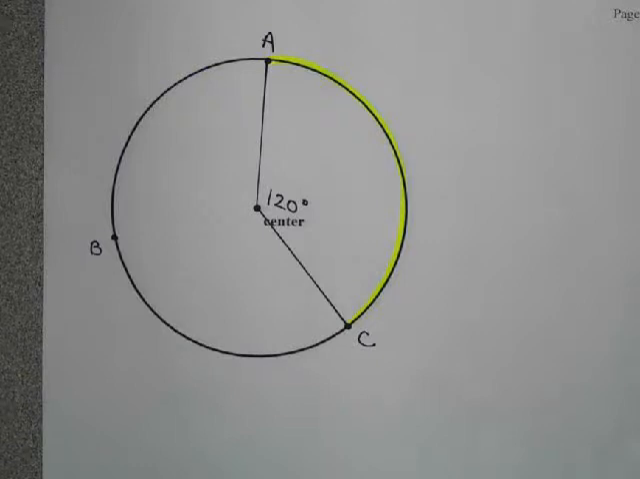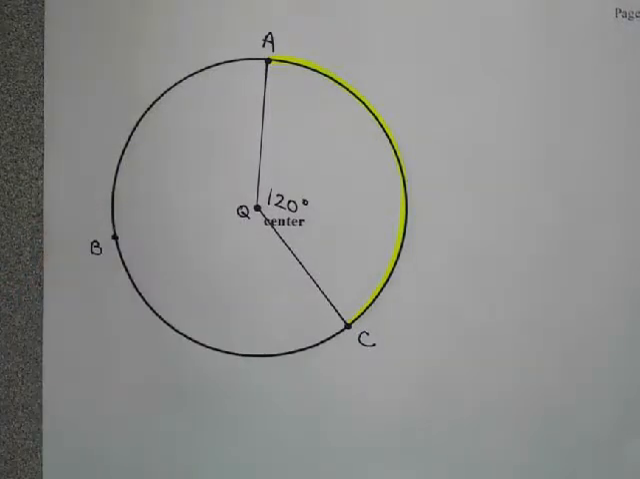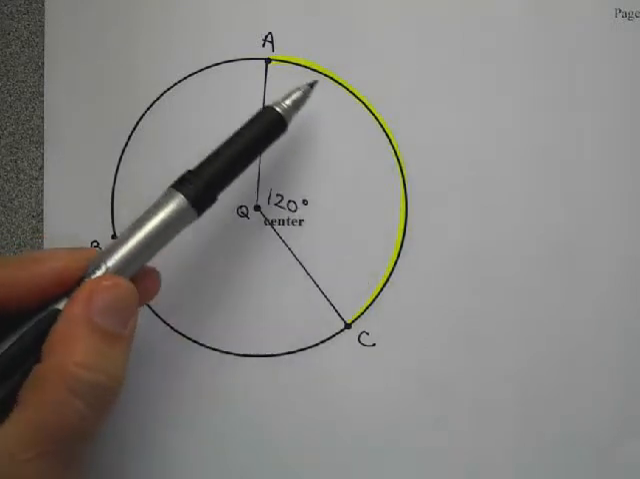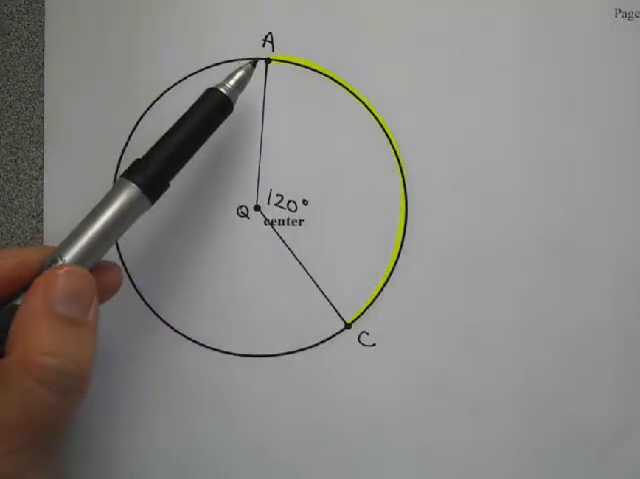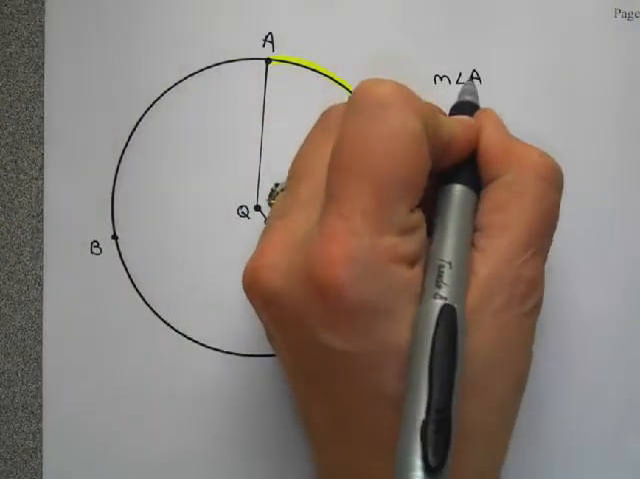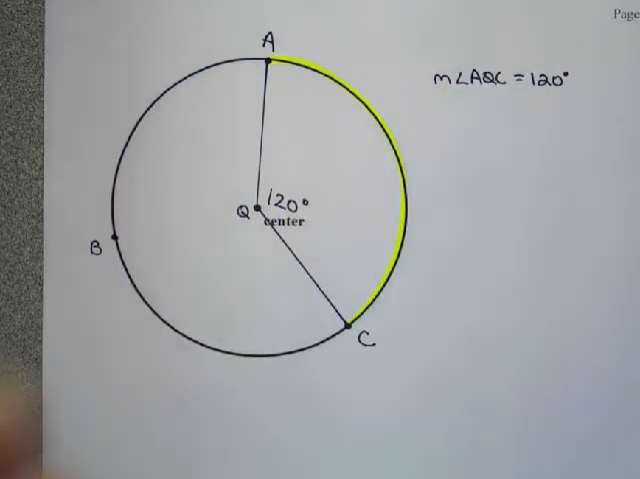In this video, we're going to talk about the relationship between central angles and the arc measure, and also arc length. So here we have a circle, and the center we'll call Q. Our arc AC is highlighted in yellow. That's the minor arc since it's less than 180 degrees. And the measure of angle AQC is given as 120 degrees.